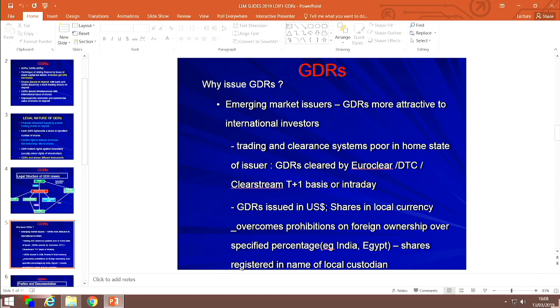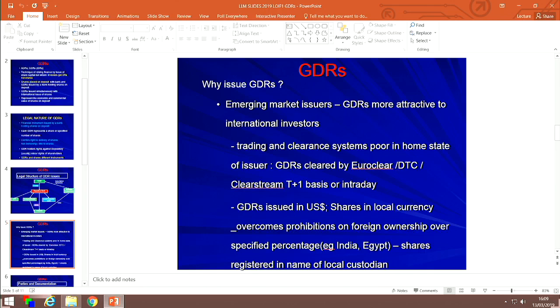The second one is that GDRs are always denominated in US dollars. I haven't seen one in euros, and I'm sure there will be euro-denominated GDRs. I mean, there's no reason why not. But they're traditionally designated in US dollars. What's the advantage of that? Well, the investor is getting a dollar-denominated instrument. It is not getting a share designated in an emerging market currency. So they're far more inclined to invest in a dollar-denominated instrument than in a share denominated in a local currency.